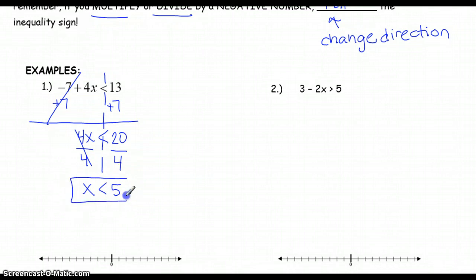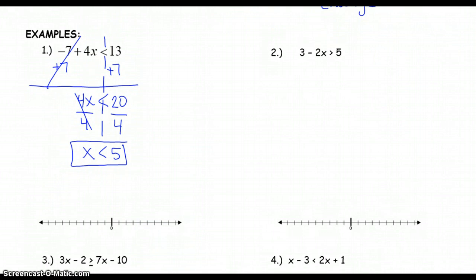So this is our answer. And what we're saying is that any number less than 5 can be a solution to this inequality. So now we're going to graph that. Now, remember to plot 5, 1, 2, 3, 4, 5, that it's an open circle on 5, and we want to represent numbers that are less than 5. So there we go, there's our graph. So any number that we would pick in this shaded region would be a solution to our inequality.